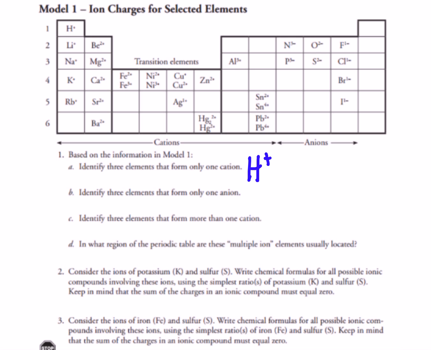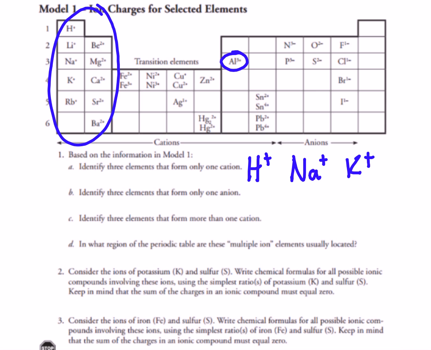Hydrogen. Sodium. Potassium, right? You can list them all, guys. They're all the ones that are right here. They form one cation. And then there's also aluminum. Okay? It's a +3, but it's still only one ion. Right? It only has one charge. All right?